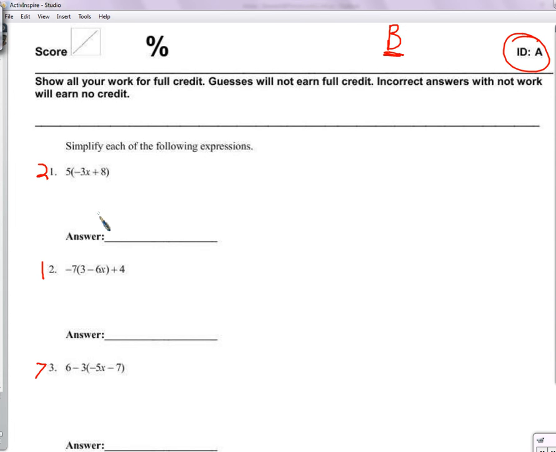So, to start off with, most people did just fine here, so let's just go through it. Distribute this 5, because the 5 is being multiplied by the parentheses. So 5 times negative 3x is negative 15x, and 5 times 8 is 40. These are x's and these are 1's, so we can't add them together, so that'd be our final answer. Okay.